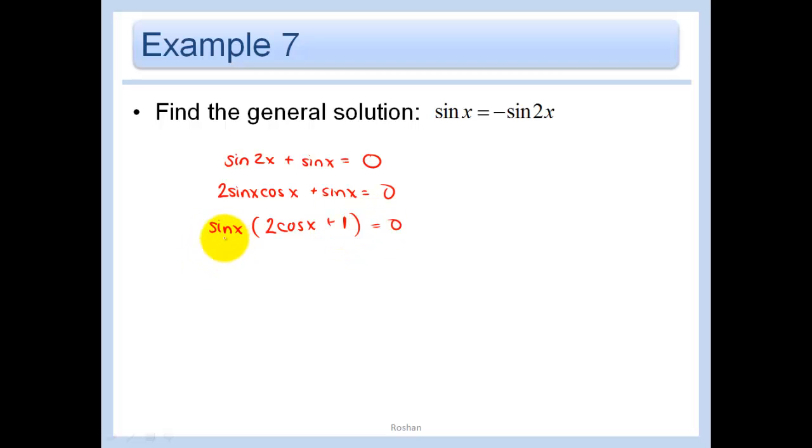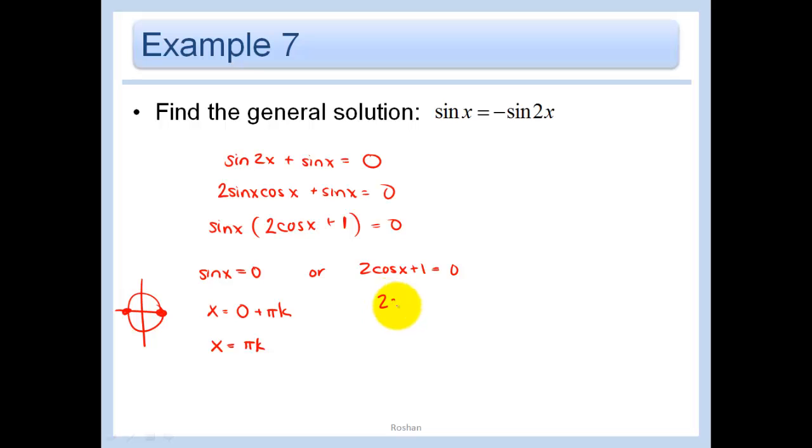And so now, since I have something times something equals 0, I know this guy equals 0 or this guy equals 0. So when does sine x equal 0? That's when does the y coordinate equal 0? Well, the y coordinate equals 0 here and here. And I need a general solution in this one. So it happens at 0, at pi, at 2 pi. So basically at 0 plus pi k. And I don't need to write that 0. I could just say pi k, because I started here and added pi, added pi, added pi, added pi.